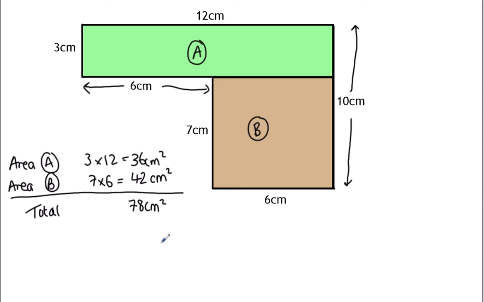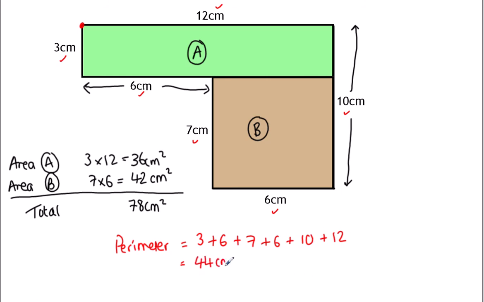To do the perimeter though, I need to add up all of the outsides. So if we start from up here, we've got a 3, we've got a 6, so 3 add 6, we've got a 7 and a 6, a 7 and a 6, and we've got a 10 and a 12. So that's 9, 16, 22, 32, 44 centimeters. All of the outside edges added up.